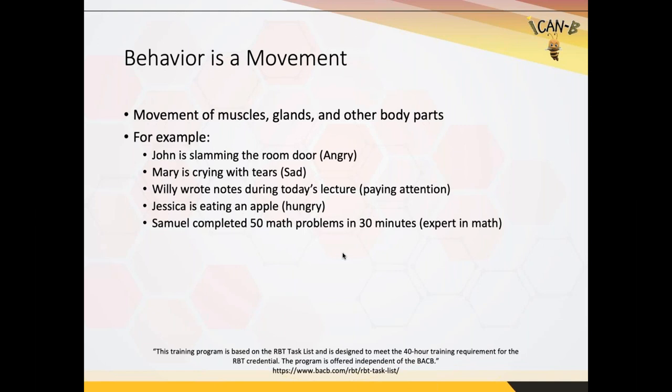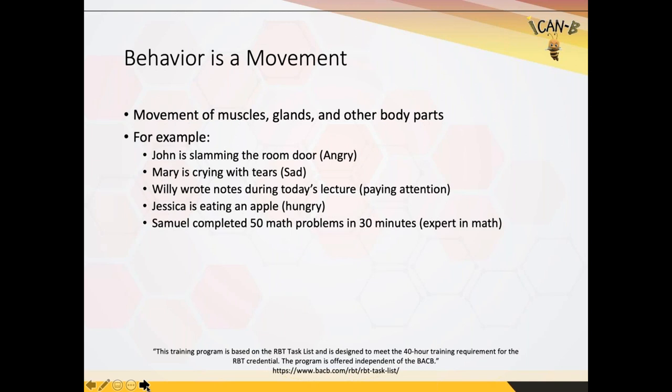For example, John is slamming the room door. Some people can say that's angry, but we try to say John is slamming the room door, which would be the best description. Mary's crying with tears. Some people may say sad, but we like to use the full description. Willie wrote notes during today's lecture. Some people may say paying attention, but we see the difference in being able to break down the behavior. Jessica's eating an apple, and some people may say hungry. Samuel completed 50 math problems in 30 minutes, where some would say expert in math. So you see how there can be a really specific description. This is very concise and precise, where we're going to be able to distinguish and measure these behaviors when they're occurring, versus the ones that are very subjective. So we try to go away from being subjective.